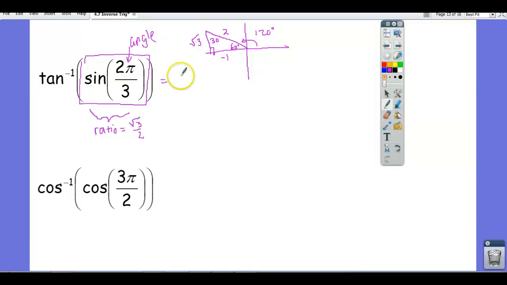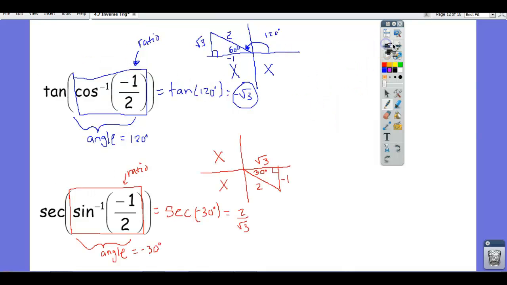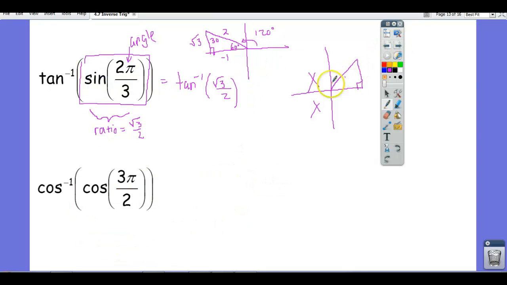So now I'm doing tan inverse of root 3 over 2. So tan inverse means I need to draw a diagram and I need to restrict the left 2 quadrants when I'm doing tan inverse, because the restricted quadrants for tan inverse are the left 2. And that's a positive ratio, so I'm here. So notice this time I actually did have to draw a new diagram, whereas in the last 2 I didn't have to. So sometimes you do.